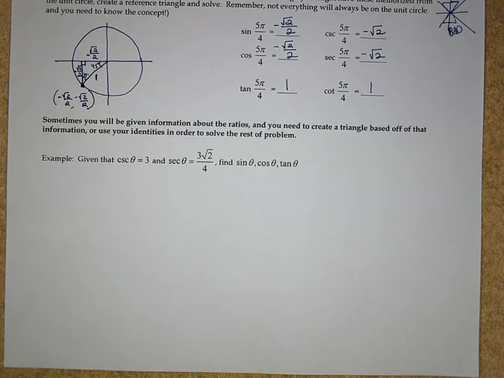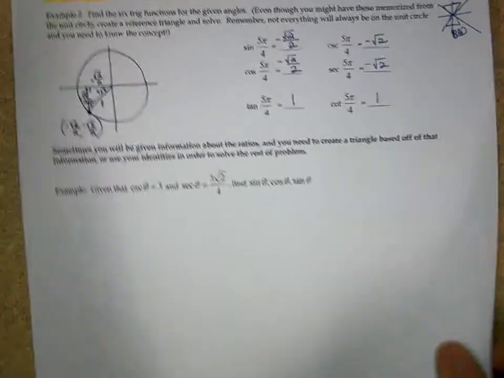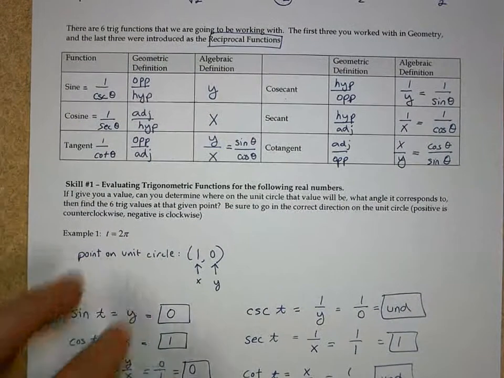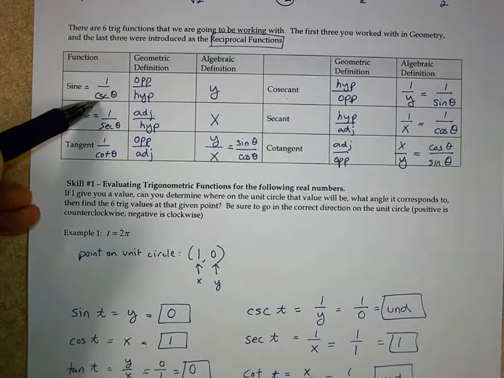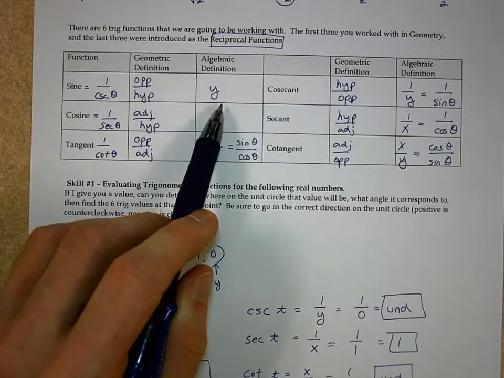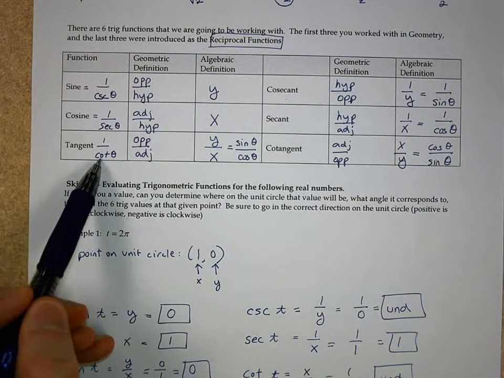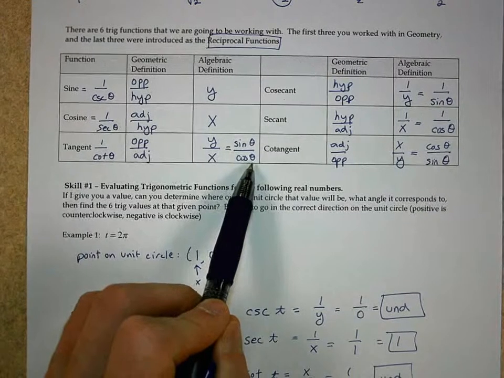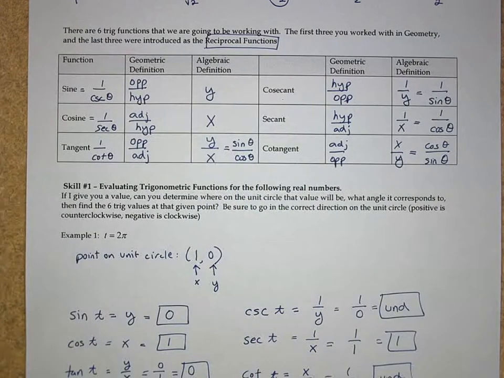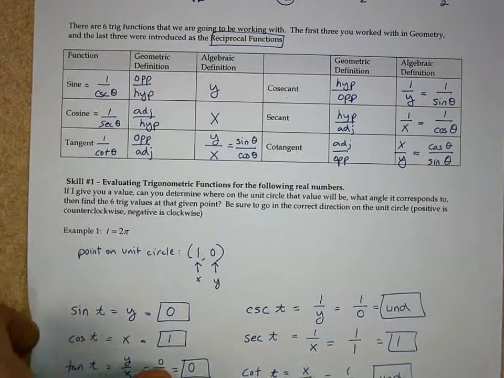And if you don't remember what those are, you could pull out page 49. You're going to see the relationships listed here. Sine is 1 over cosecant, or the y value. Tangent is 1 over cotangent, or sine over cosine. We call those our identities, and we're going to be using those specifically as we solve these problems. So have these identities off to the side if you don't have them memorized yet.